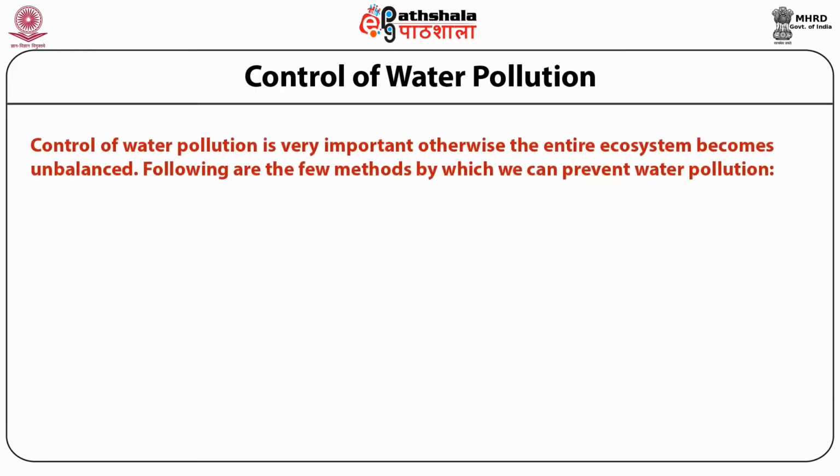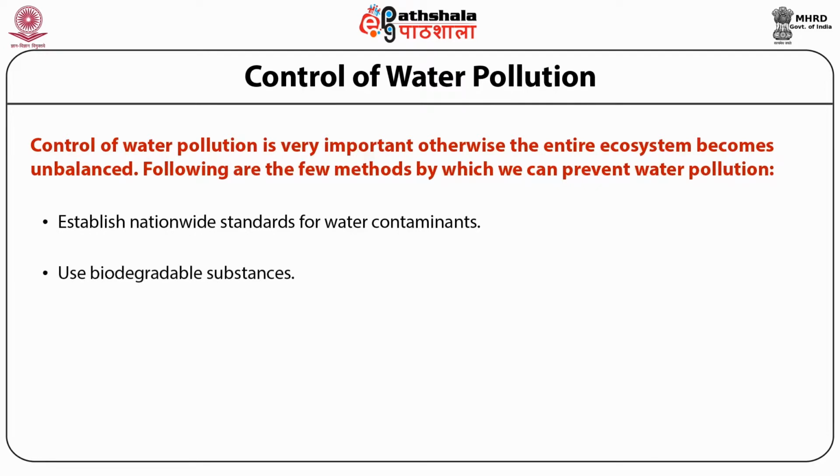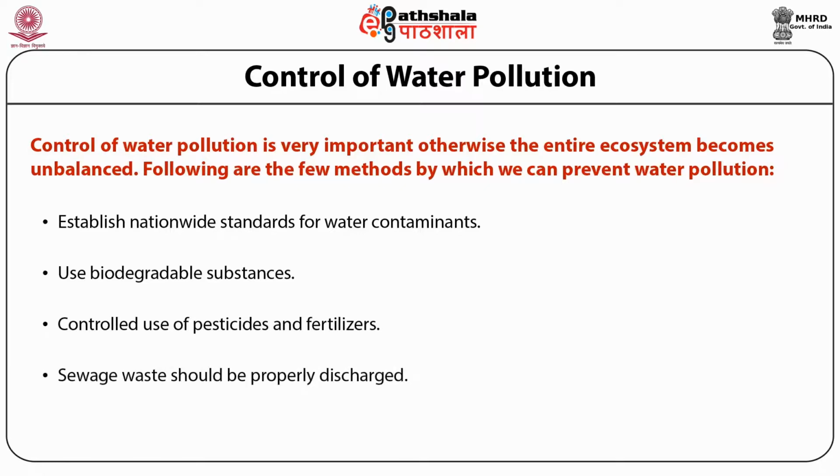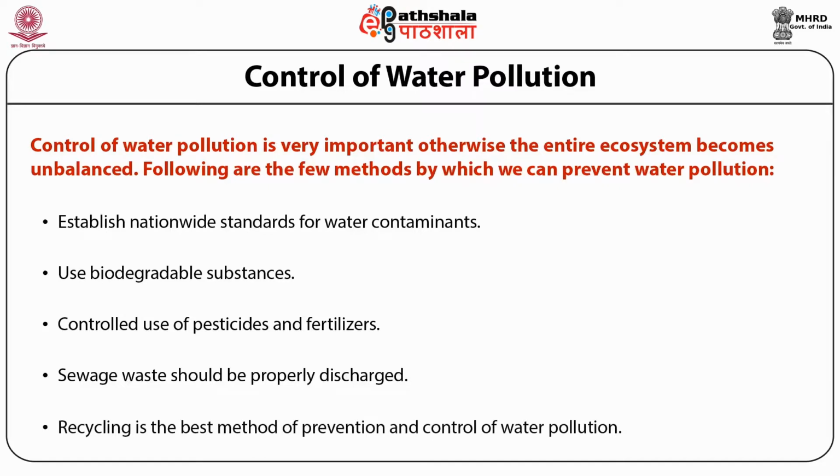How can we control water pollution? It's very, very easy, and we all can contribute to this. But how? We can establish nationwide standards for water contaminants and use biodegradable substances. We can control the use of pesticides and fertilizers. Sewage waste should be properly discharged. Also, recycling is one method which can be used, and water can be recycled, purified, and supplied.